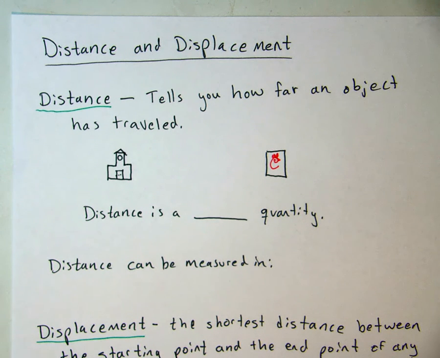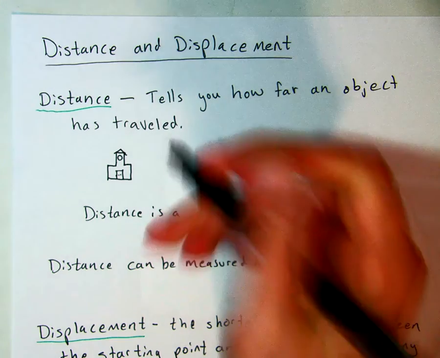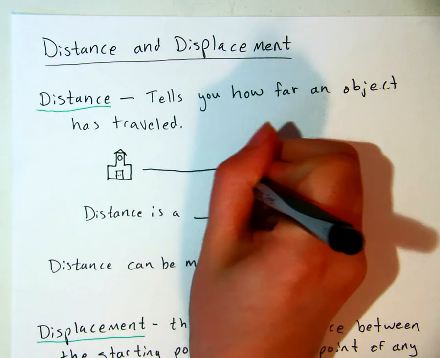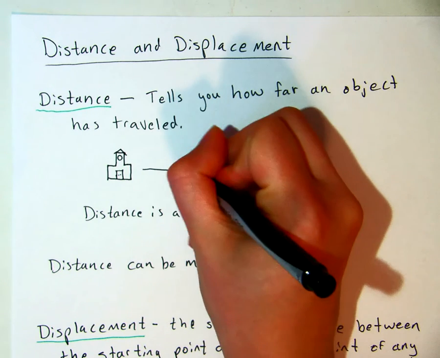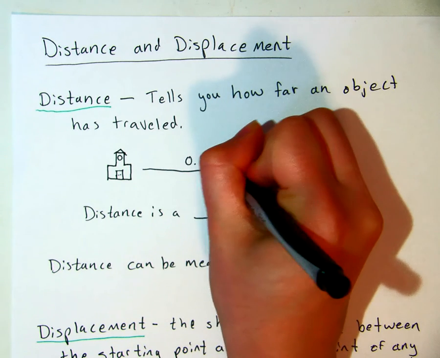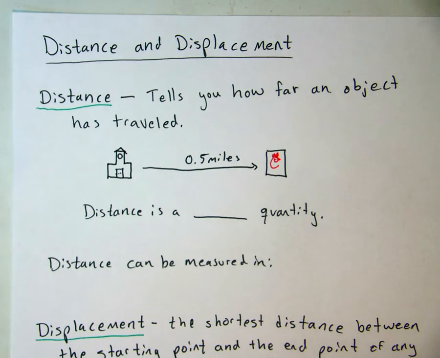So, for example, from my classroom to the local Chick-fil-A, it's only about half a mile. So if I leave my school and travel to Chick-fil-A, it's only going to be 0.5 miles. Well, that's how far I'd have to travel in order to get from one place to Chick-fil-A. Now notice I didn't say which direction I had to go in order to get to this Chick-fil-A. That tells us something very, very important.